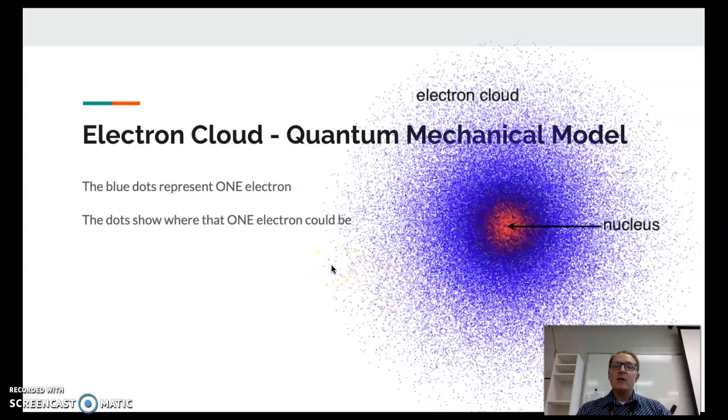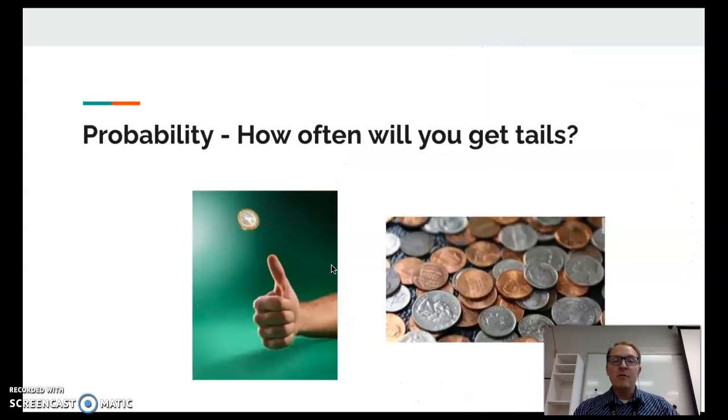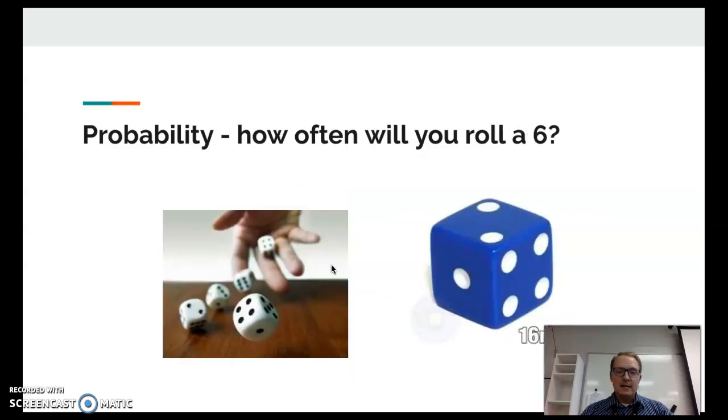So the quantum mechanical model introduces this idea of probability, right? If you flip a coin, what's the probability of it being heads versus tails, right? Over time, it works out to be about 50%. If you roll dice, what's the probability? How often will you roll a 6? Your chances are 1 in 6, as long as there's not something fishy with the dice.